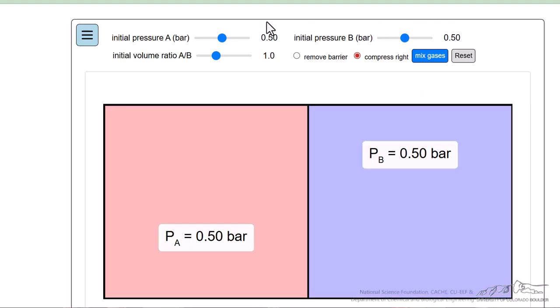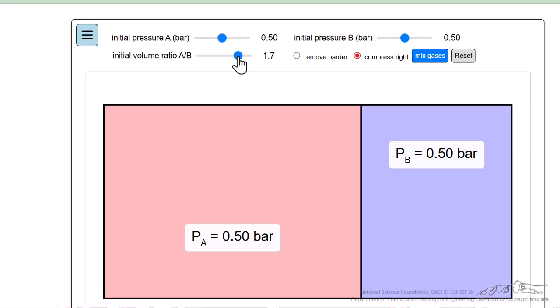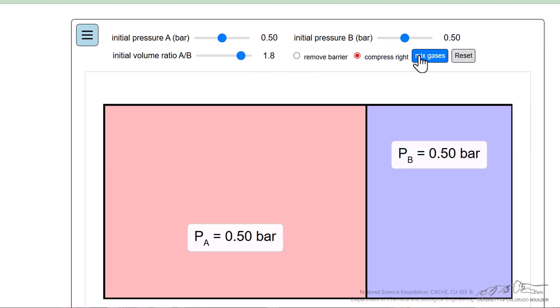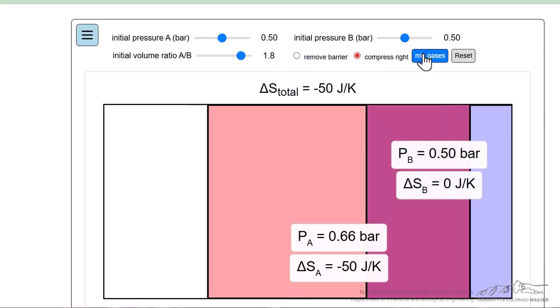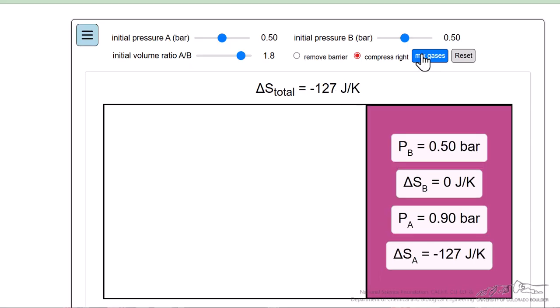Well, that wouldn't be the same if we change the volume ratio. We started the same pressure, but now we mix the gases. And notice the partial pressure B hasn't changed, so the entropy did not change. But the partial pressure of A, which was originally 0.5, is now 0.9. Pressure increased, the entropy decreased for molecule A.